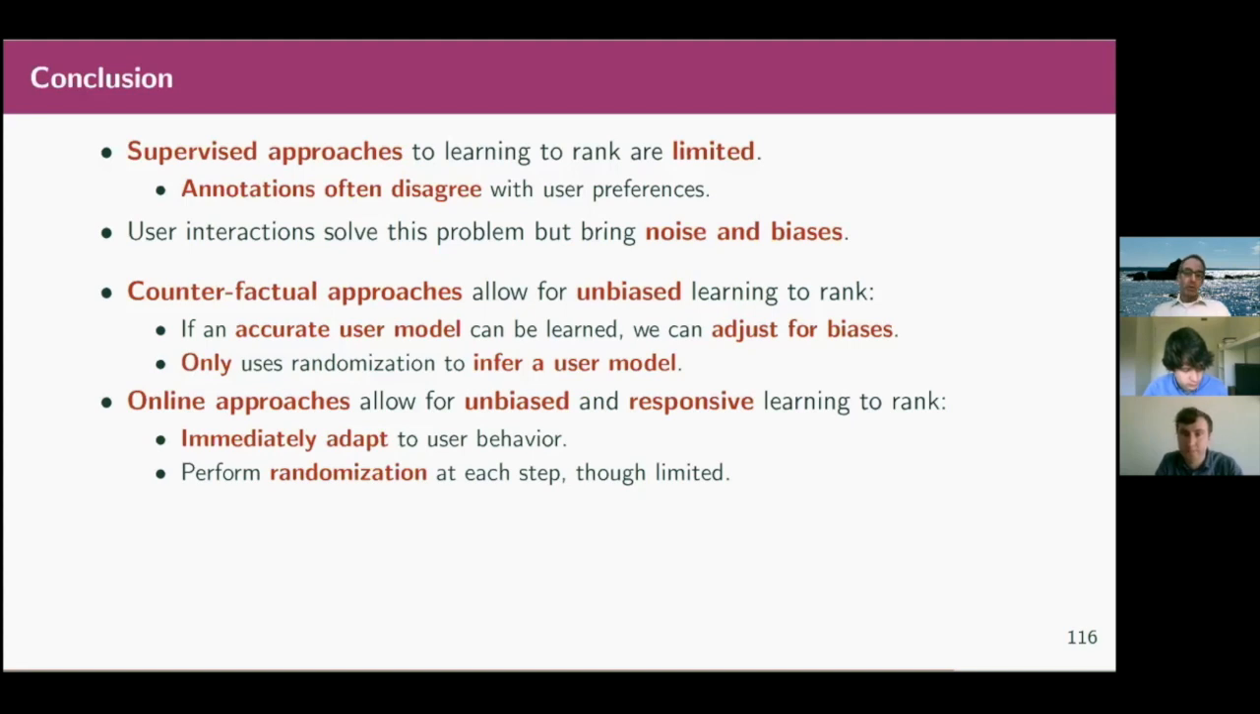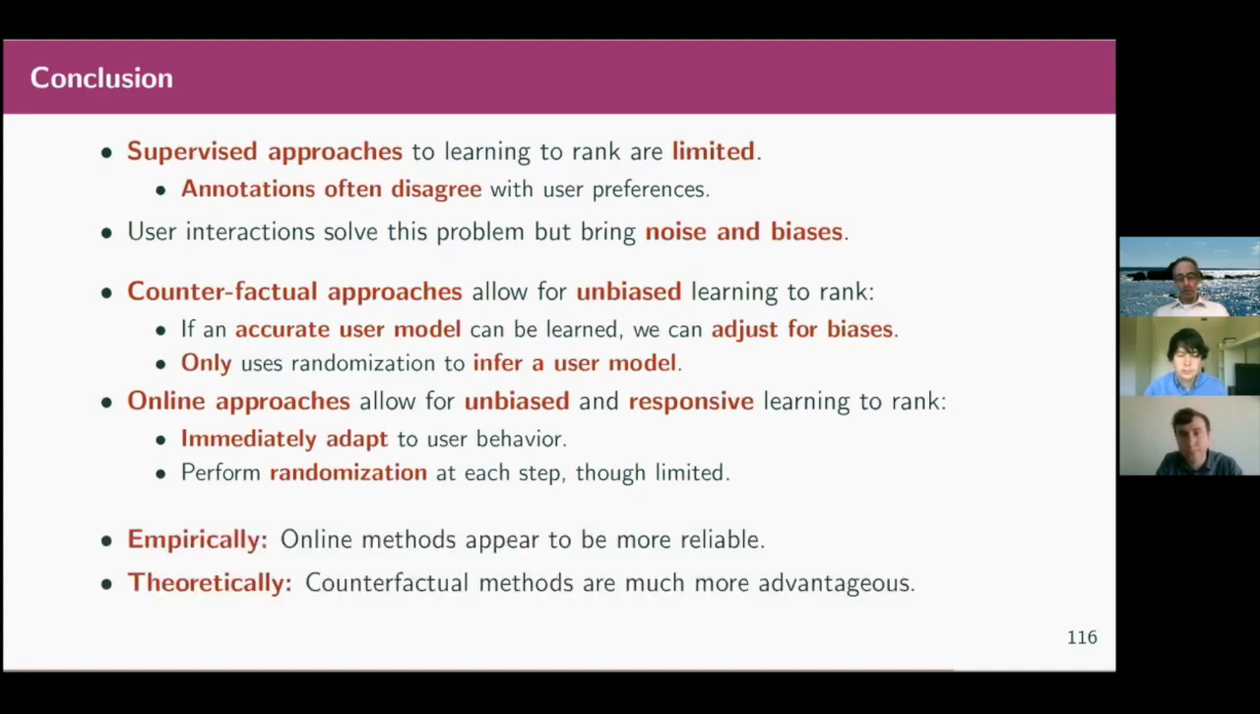Online approaches allow for unbiased and responsive learning to rank because they can immediately adapt to user behavior, and they can perform randomization at each step, although in a limited way, of course, as we've seen. And then finally, in the last couple of minutes, we've looked at an empirical side-by-side comparison of online versus counterfactual, and a theoretical side-by-side comparison of the two. And we saw that online methods appear to be more reliable from an empirical point of view, and counterfactual methods seem to have all the theoretical advantages.